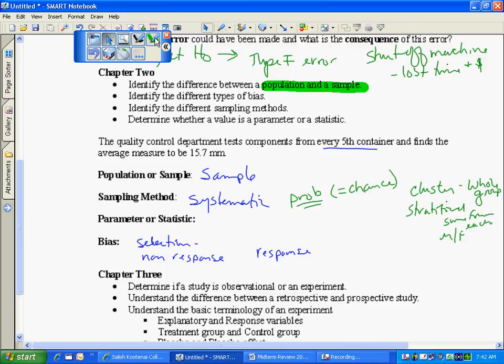The other type of probability sampling method would be simple random sample, and that's when you simply draw out of a hat or use a random number generator. Now, we classify our values as parameters or statistics. A parameter comes from my population. A statistic comes from my sample.